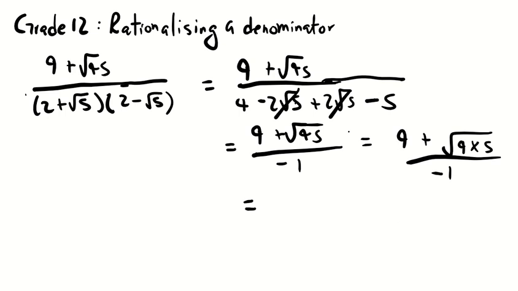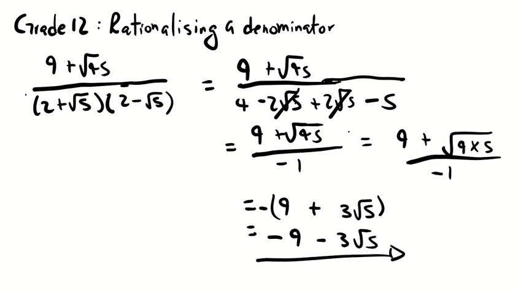So we know that this is going to be 9 plus the square root of 9, which is 3, multiplied by the square root of 5. But there's a negative at the bottom, so we might as well multiply it through, so that we're going to have negative 9 minus 3 square root 5 as our answer. So this is how you would do this question. It's that simple. And so yeah, that's how you do it.